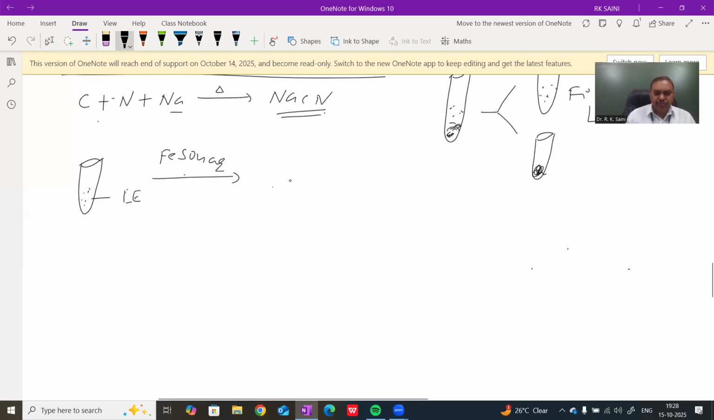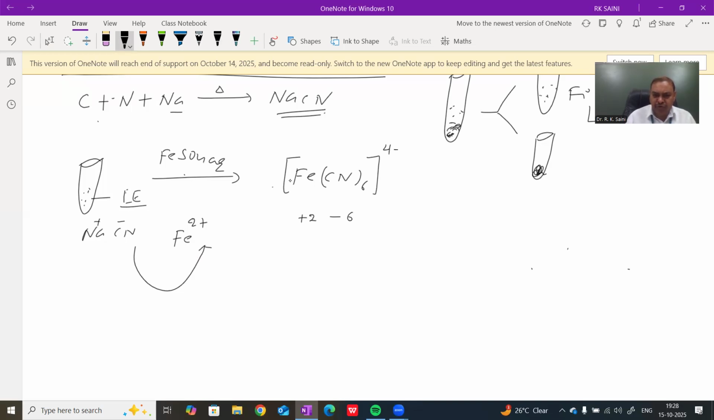Check the chemistry also. In FeSO4, the ion is ferrous, and we know that in Lassaigne extract, cyanide is a ligand, and cyanide makes a complex with Fe+2. This complex is [Fe(CN)6]. The highest coordination number of iron is 6. The oxidation state of iron is +2 and cyanide is -1. Therefore, this complex carries -4 charge. Writing a balanced reaction, we write Na4[Fe(CN)6]. It is yellowish in color.